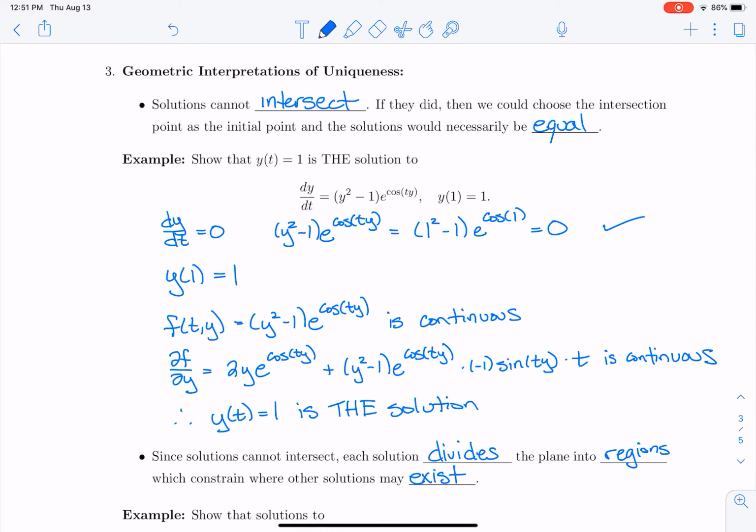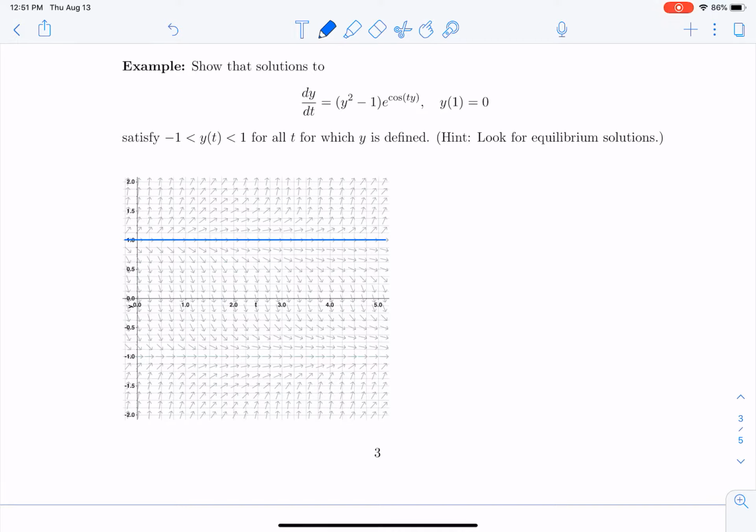Okay, so we're going to actually look at the same differential equation, dy/dt equals (y squared minus 1) e to the cosine of ty. And we already found that y of t equals 1 is a solution. So that actually divides the plane into two regions. And we can say that solutions that start above 1 are actually going to remain above 1 because these solutions cannot intersect. So if I start a solution above y equals 1, then it must remain above y equals 1. So if we found some more solutions, we could further divide the plane into regions.